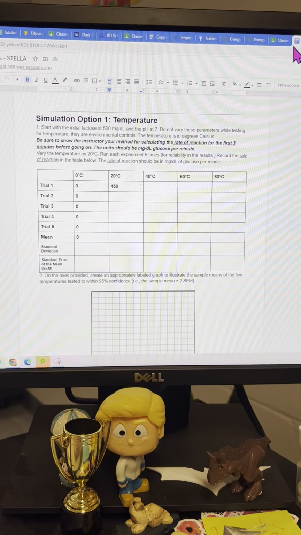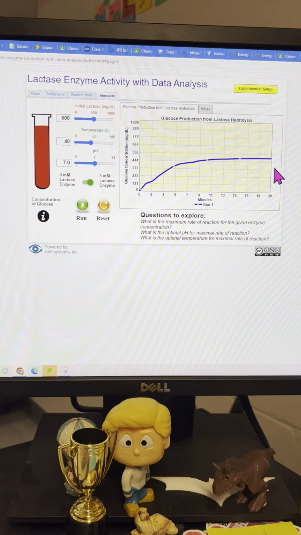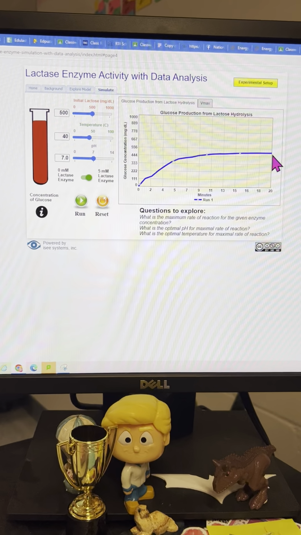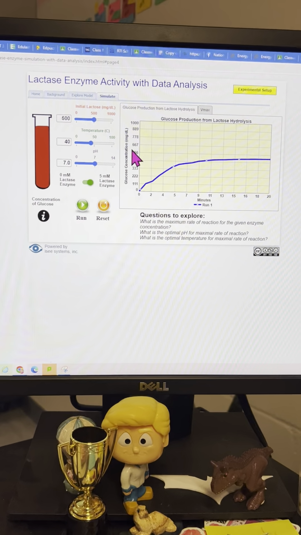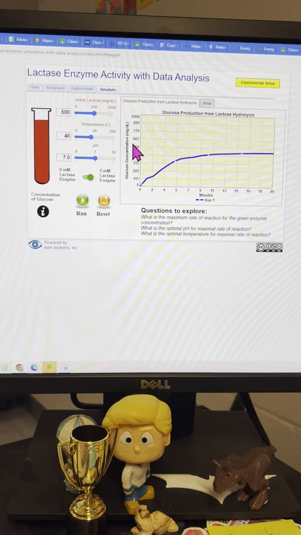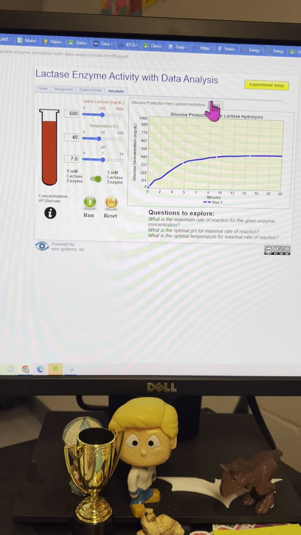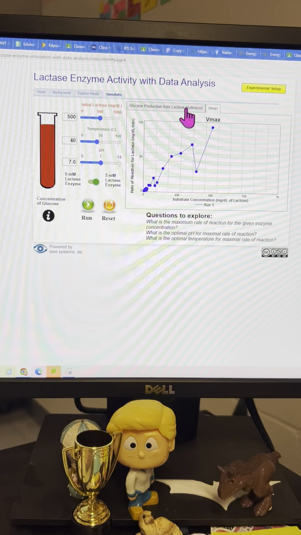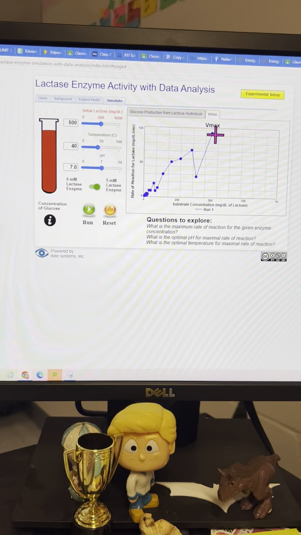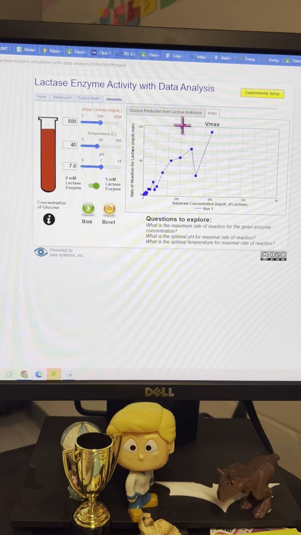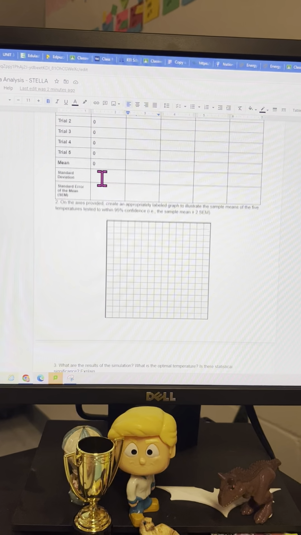So that means that at 40 degrees, my rate of reaction is 25 milligrams of glucose created per minute, on average. And that is it. So the rate of reaction, it's going to show you, it's right here. But that's the setup. That's how you run it.